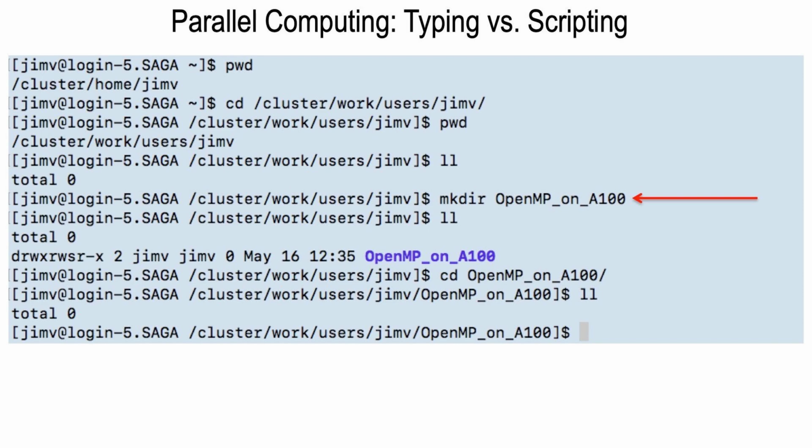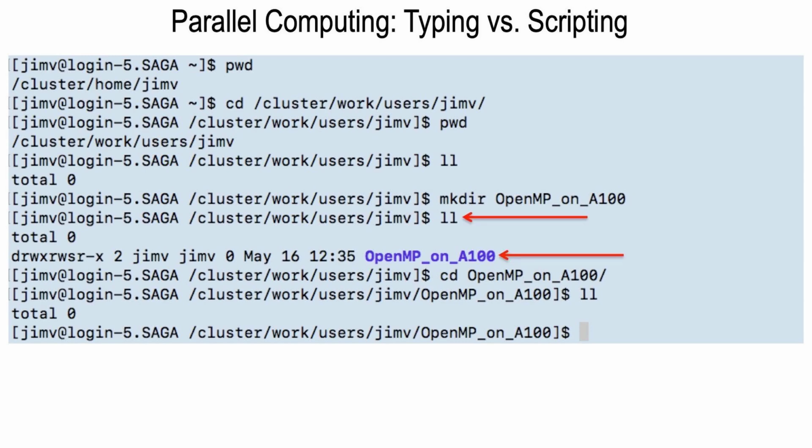First, we'll create a directory in the work folder using the mkdir command, which stands for make directory. We'll name this directory OpenMP on A100. In our next video, we'll use this directory to submit job scripts and explore GPU offloading with OpenMP.